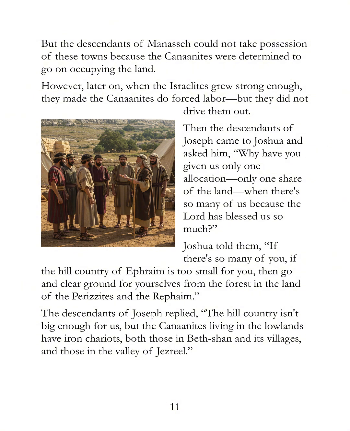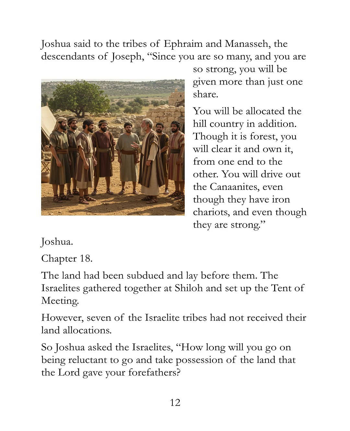The descendants of Joseph replied, "The hill country isn't big enough for us, but the Canaanites living in the lowlands have iron chariots, both those in Bethshan and its villages, and those in the valley of Jezreel." Joshua said to the tribes of Ephraim and Manasseh, the descendants of Joseph, "Since you are so many, and you are so strong, you will be given more than just one share. You will be allocated the hill country in addition. Though it is forest, you will clear it and own it, from one end to the other. You will drive out the Canaanites, even though they have iron chariots, and even though they are strong."